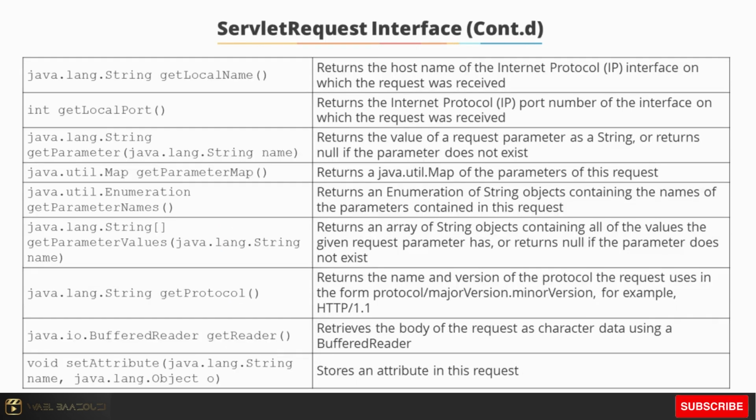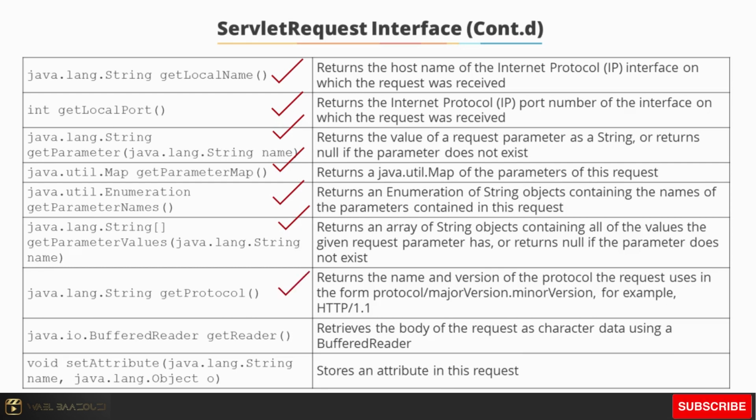Some of the other methods that are there in the servlet request interface: getLocalName, which returns the host name of the IP interface on which the request was received. getLocalPort, which gives you the port number. getParameter, which returns a parameter value based on the key. You also have a getParameterMap and a getParameterNames, which returns an enumeration. getParameterValues returns an array of string objects containing all of the values the given request parameter has.